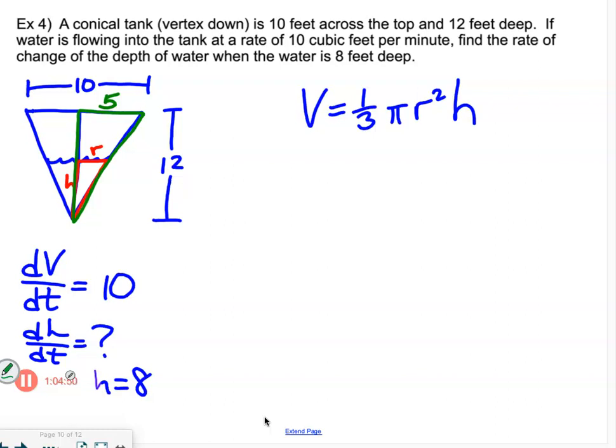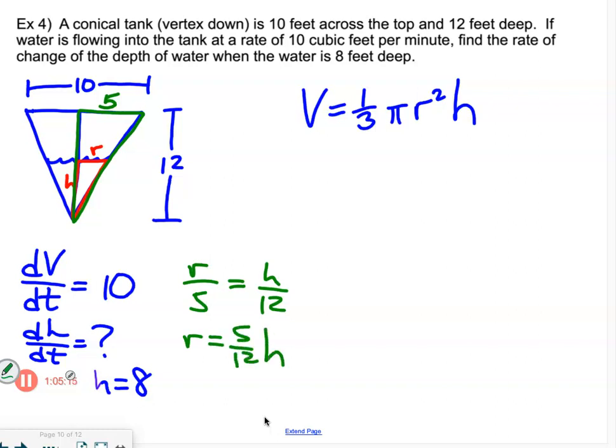Ari, give me a proportion. It would be R over 5 equals h over 12. Perfect. Well done. Does everyone understand how we got that? Okay. Solve for the letter you want to get rid of. So R equals 5/12 h.